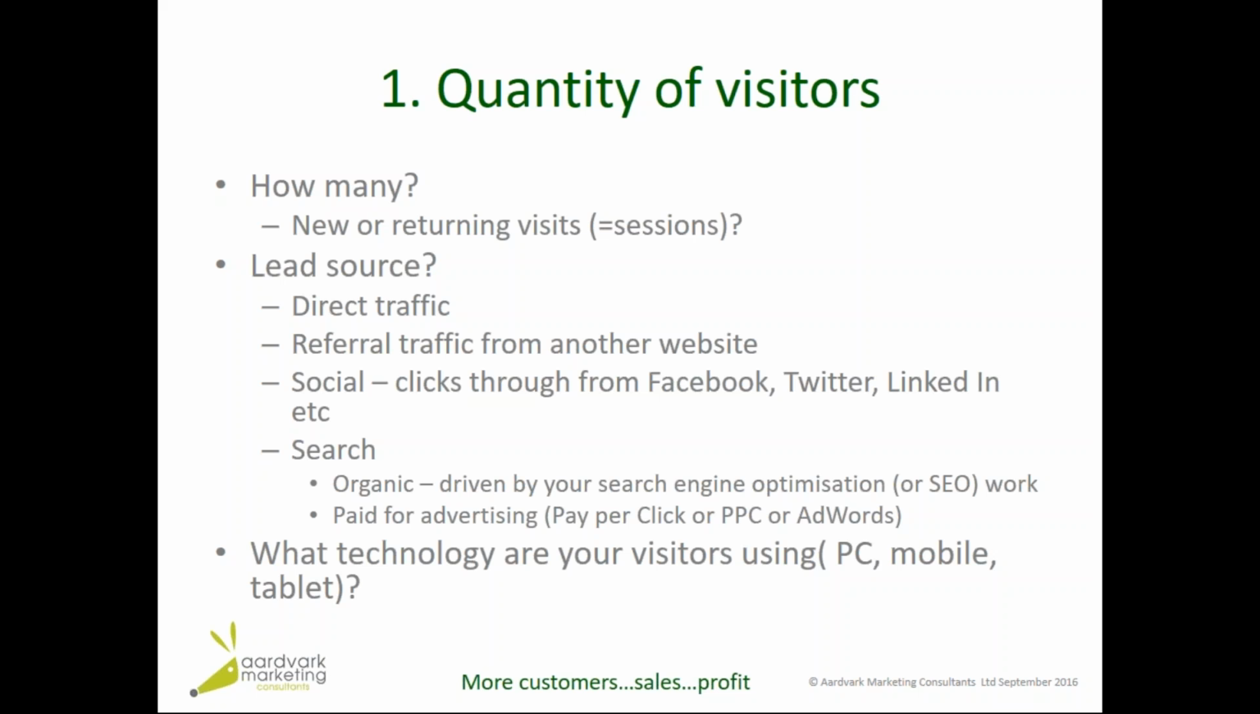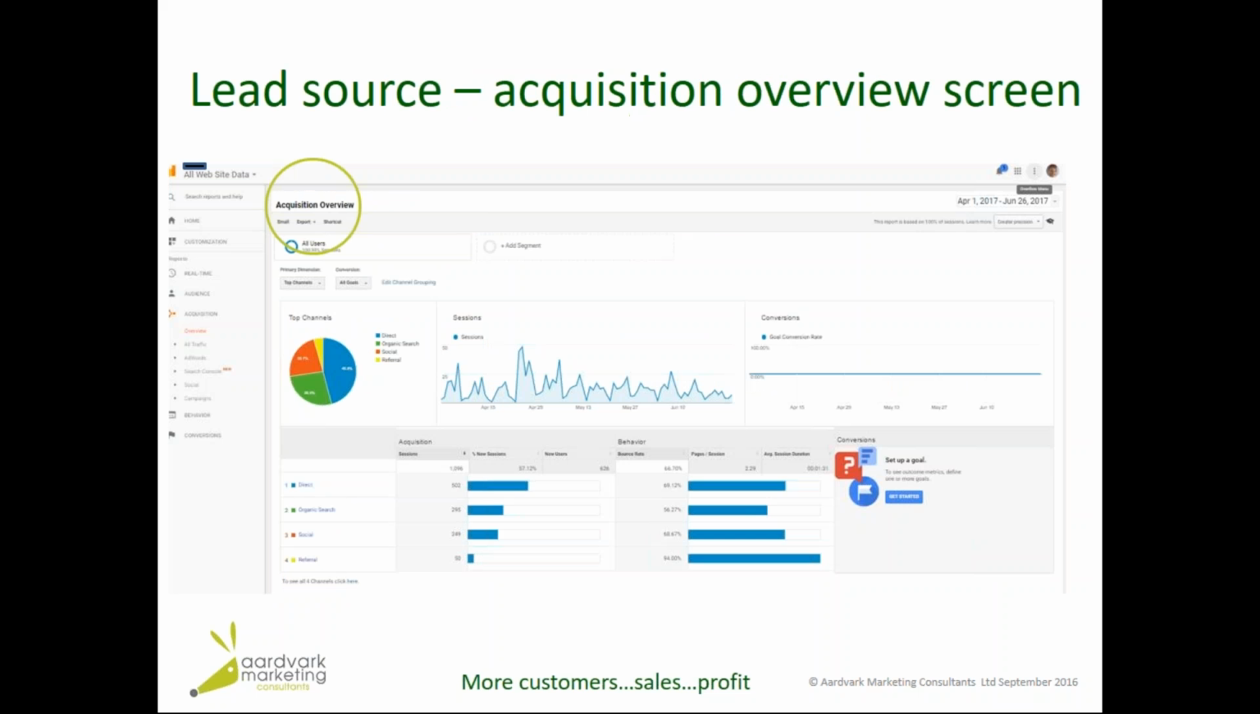So that's quantity. If we get onto lead source, we need to use a different page, so you're looking at the acquisition overview screen. So if you go down the left hand side, you'll find acquisition and click on overview, which is the first one underneath that, and that will tell you where your website visitors have actually come from.